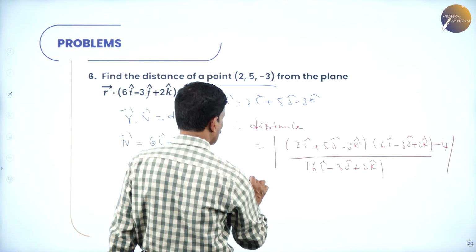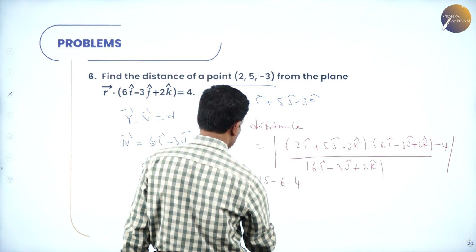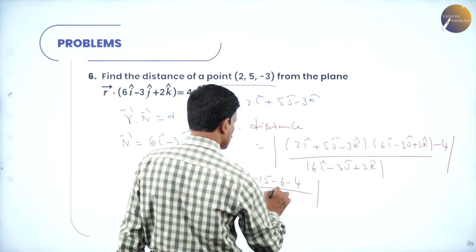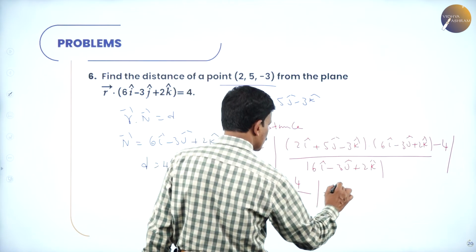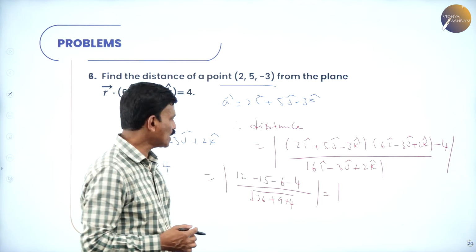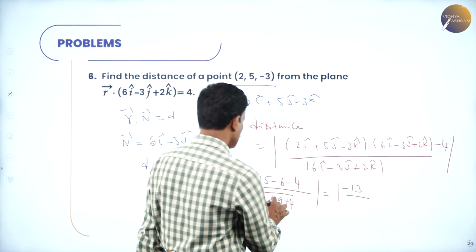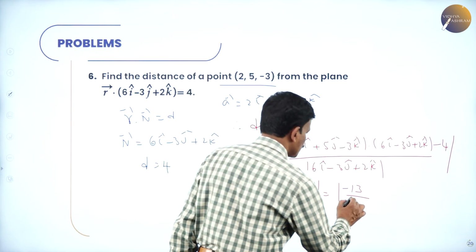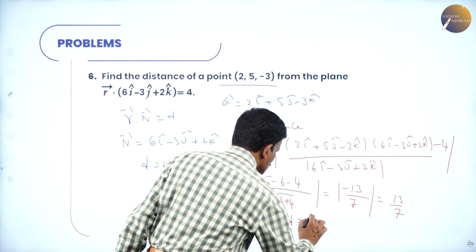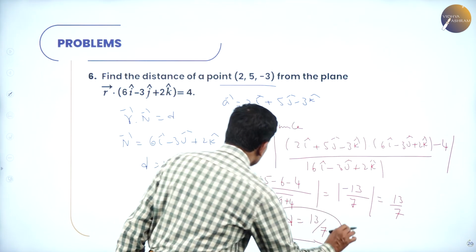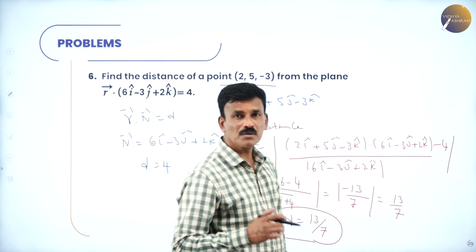6 2s are 12, minus 5 3s are 15, minus 3 2s are 6, minus 4, divided by root of 6 squared is 36, 3 squared is 9, plus 2 squared is 4. So that's equal to 12 minus 15 is minus 3, minus 6 is minus 9, minus 4 is minus 13, divided by 36 plus 4 is 40, plus 9 is 49, square root of 49 is 7. So the distance is 13 by 7. So the distance between the point and the plane is 13 by 7. That's it. Now let us come to the next problem.